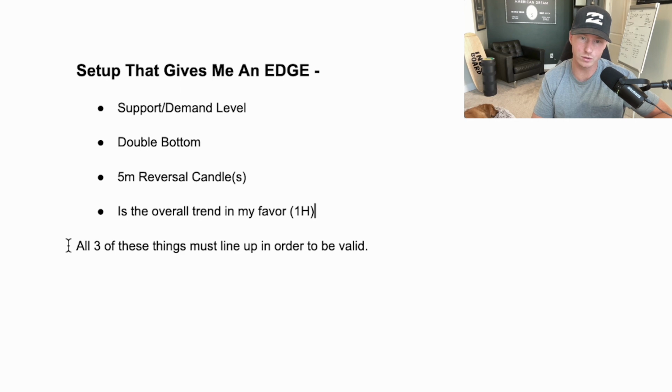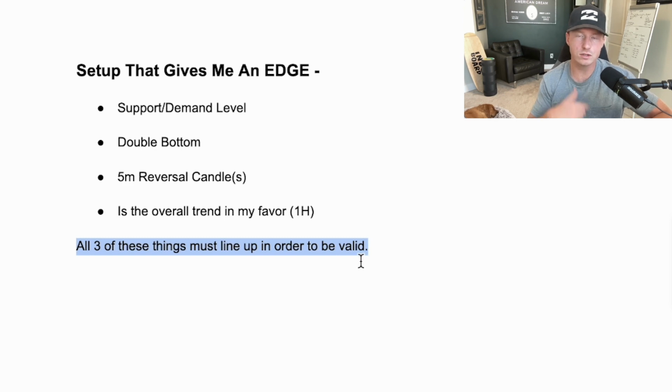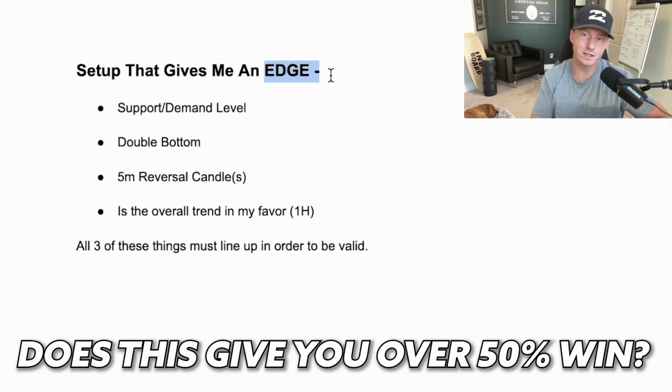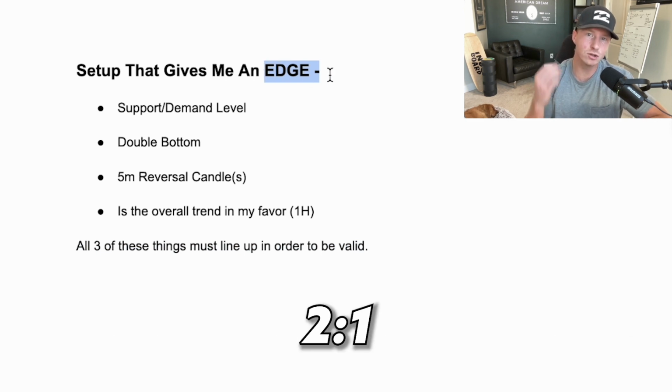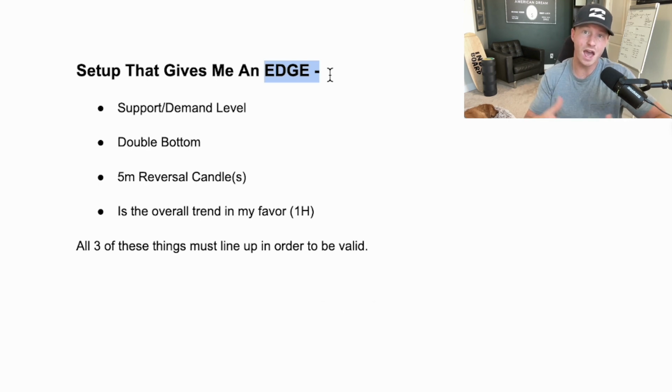But like I said, the most important thing is, do all 3 of your confirmations actually line up so you can take the trade? And most importantly, once you start testing this, right, and you follow it to a T, does this give you an edge? Does this give you over a 50% win rate with at least a 2-to-1 risk reward? That's the main thing you want to focus on to be a profitable trader and ultimately have an edge over everyone else.